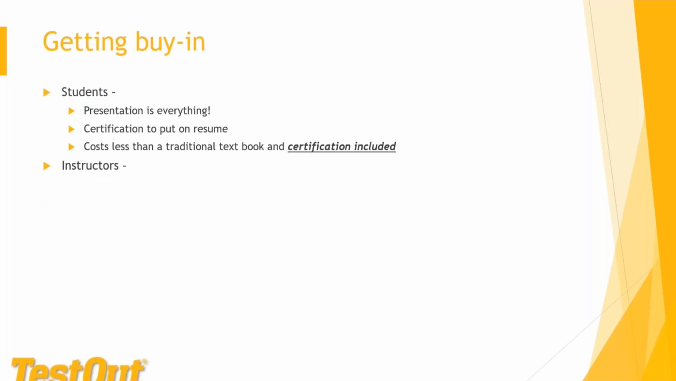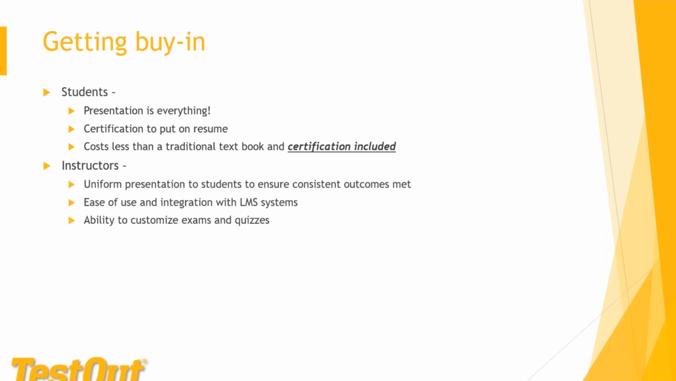So, instructors, to get instructor buy-in for TestOut. One of the big things was this uniform presentation to students to ensure consistent outcomes are met. So for us, we have several different instructors that are teaching, we call it a software apps class, but the Office Pro material. So in order to get that uniform presentation to make sure all the students are getting a consistent outcome for the same class, this is great.